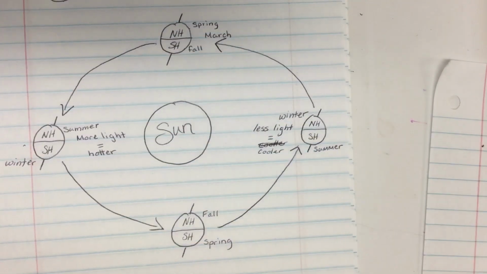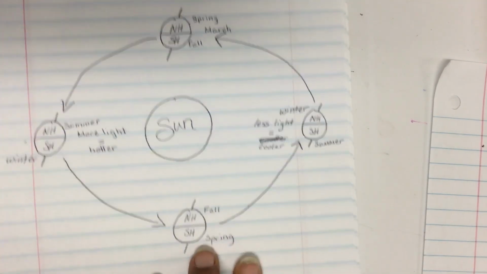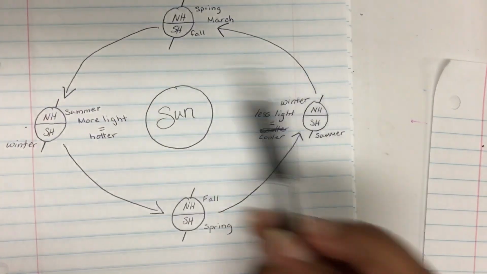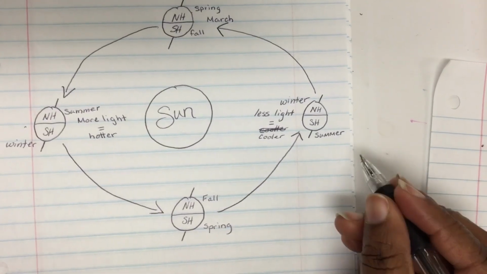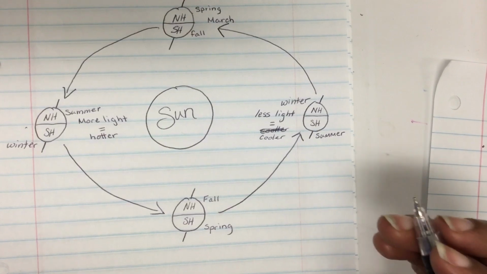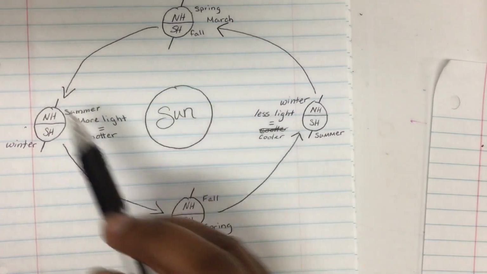Last couple things I want to look at. A lot of you probably did not draw a perfect circle, and that's okay. Actually, it's fantastic because the Earth does not move in a perfect circle around the sun. It's actually more of an oval shape.